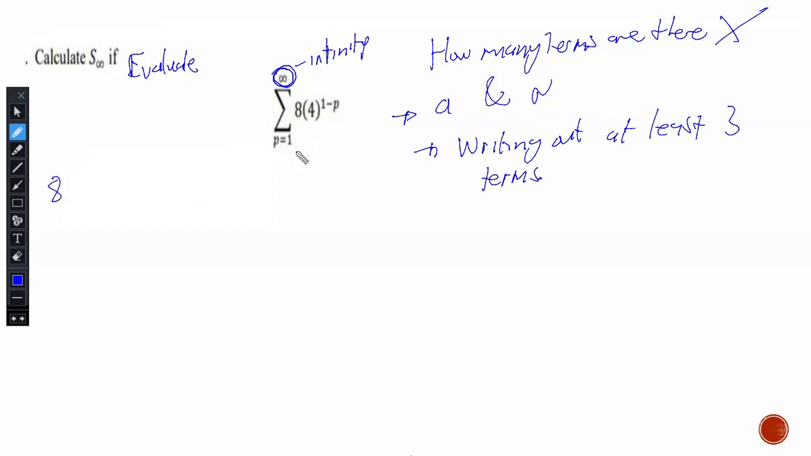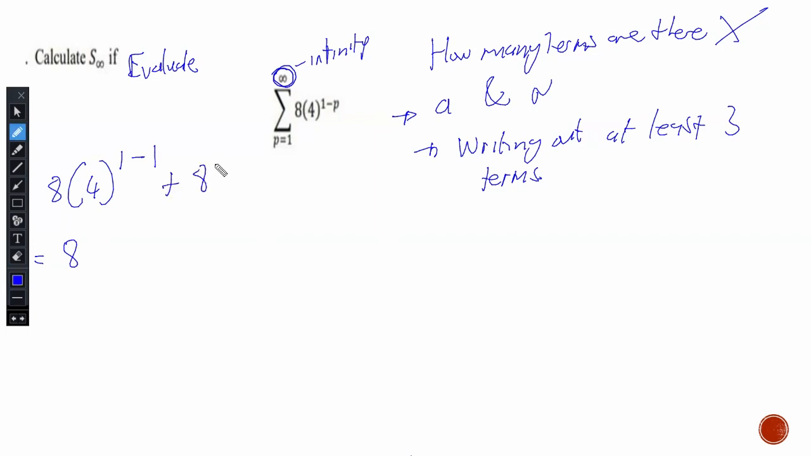Now, p is starting from 1. So 8 to the exponent of 4, 1 minus 1. So your value here will be what? You just simply say 1 minus 1 is 0. 4 to the exponent of 0 is going to be 1. So your first term will be 8. Now, if you just look at this, you can almost tell that this is in the format of ar to the exponent of n minus 1, right? But then let's continue.